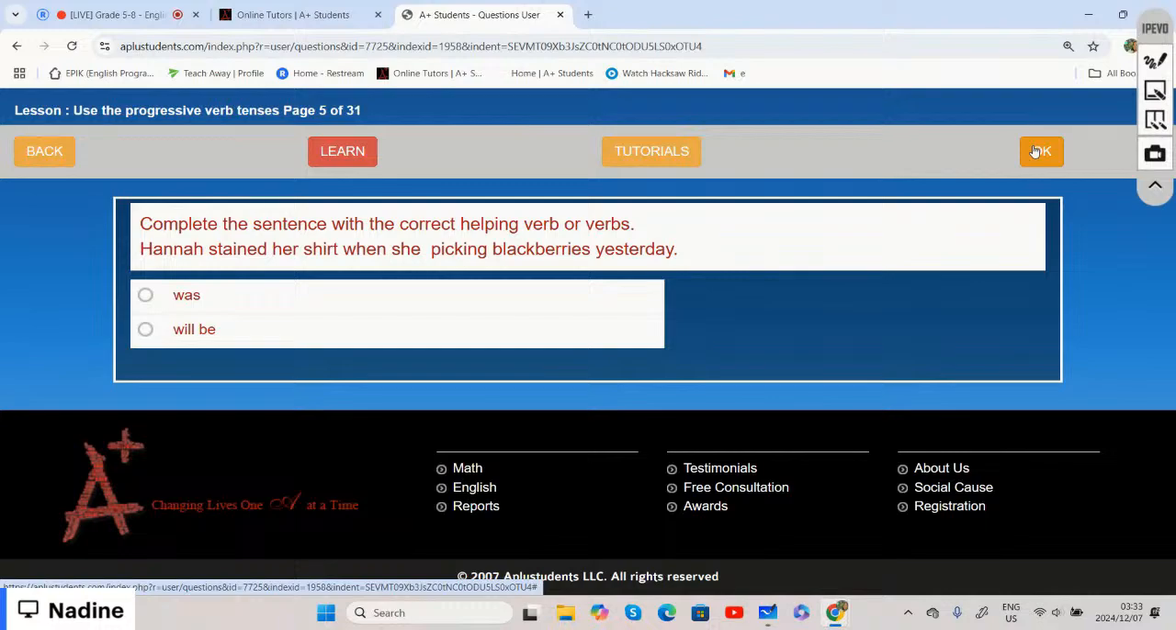All right. The next one says Hannah stained her shirt when she was picking blackberries yesterday, or Hannah stained her shirt when she will be picking blackberries yesterday. Which one is correct? See, there we have the word yesterday. Yesterday will give us a clear indication if it was or if it will be.